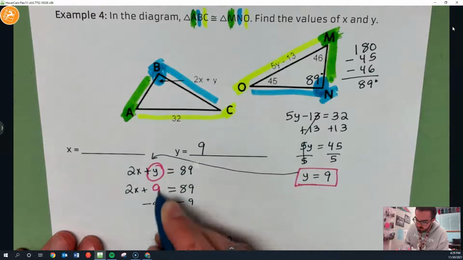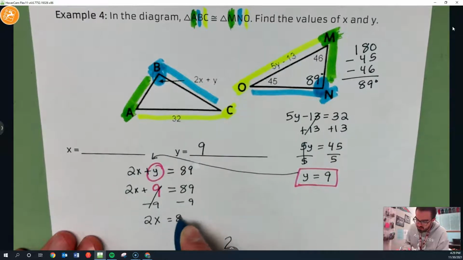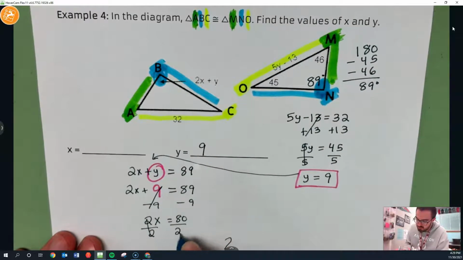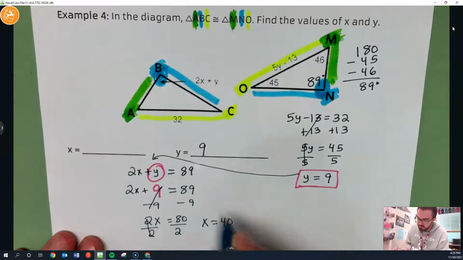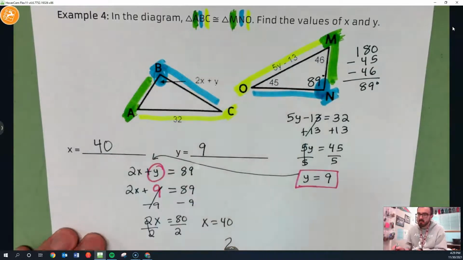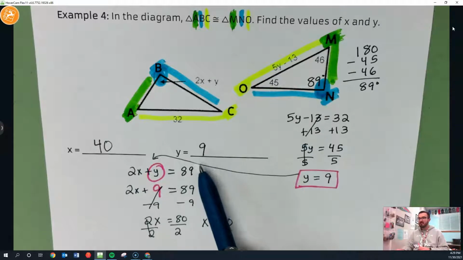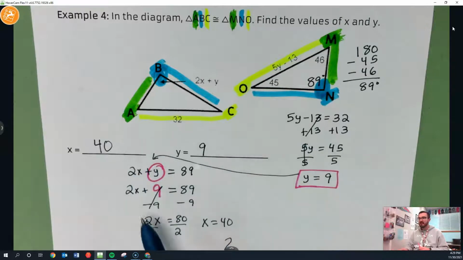Now we just solve. 2x equals 80, divided by 2 on both sides. X would equal 40. Okay, so in that one, it's kind of like a big puzzle. This is like a classic geometry problem. We found y first, and that helped us find x. Okay, x equals 40, y equals 9.